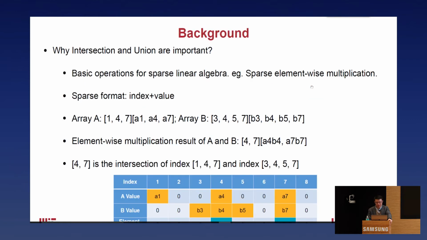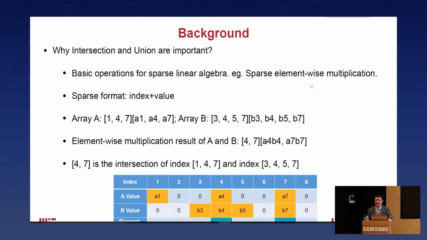So why are intersection and union important? Intersection and union are basic operations for sparse linear algebra. For example, sparse element-wise multiplication is finding the intersection of the non-zeros. And sparse element-wise add is finding the union of the non-zero elements. And sparse linear algebra is widely used in sparse neural networks. For example, after pruning, the weight is sparse.